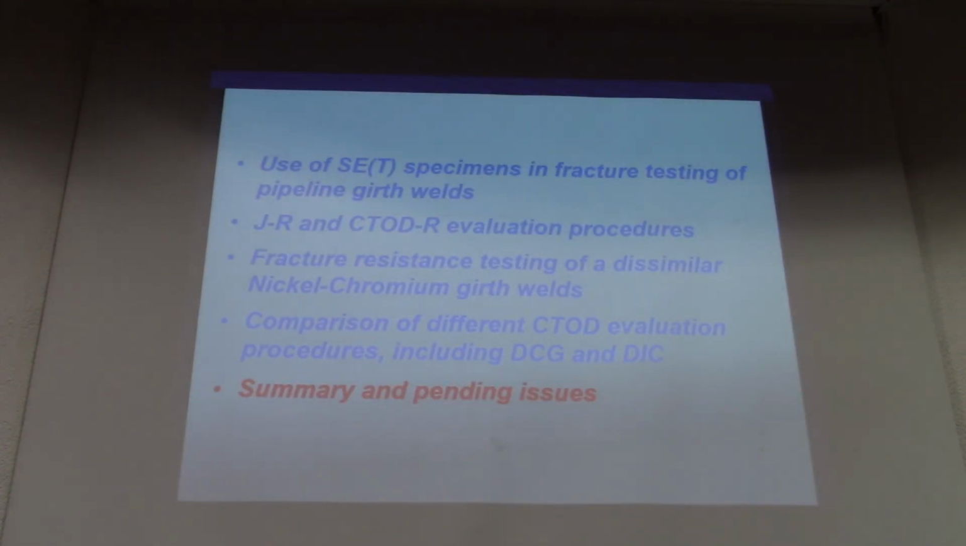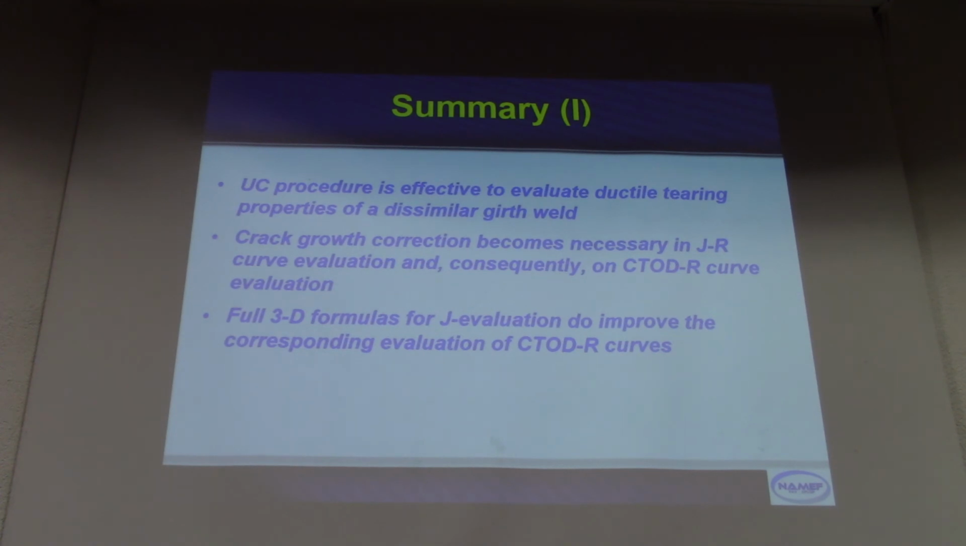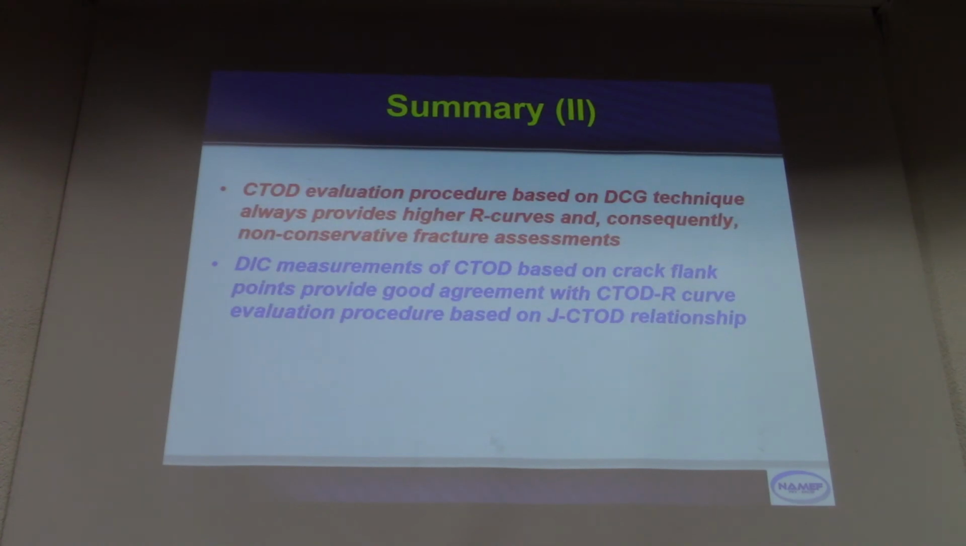and I'm done. So to summarize then, the unloading compliance procedure is very effective to evaluate ductile tearing in similar girth welds. Crack growth correction is necessary. I didn't talk too much about this, but I can answer any questions. And the full 3D formulation for J does improve the corresponding evaluation of the CTOD. And this is a very important issue. The CTOD evaluation based on double clip gauge always provides higher resistance curves. And the issue with these is they are non-conservative.